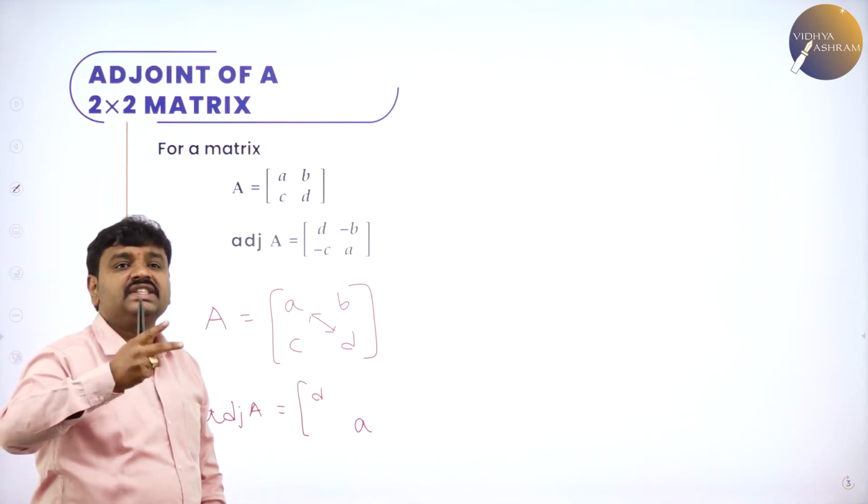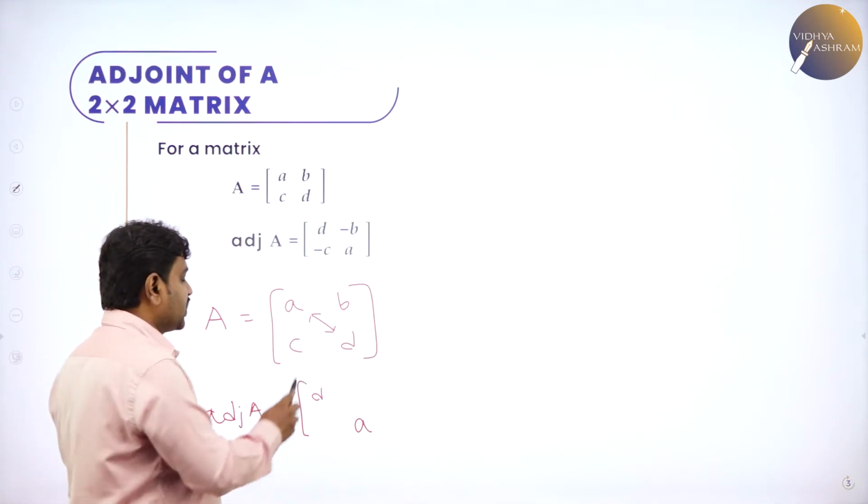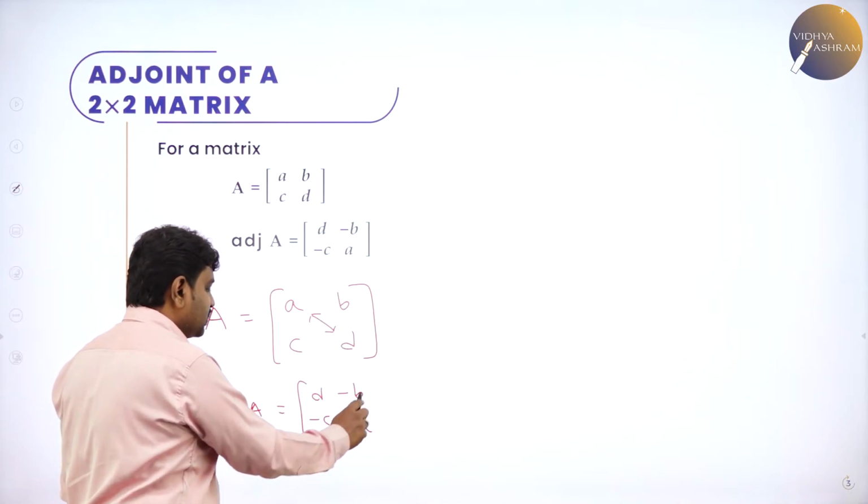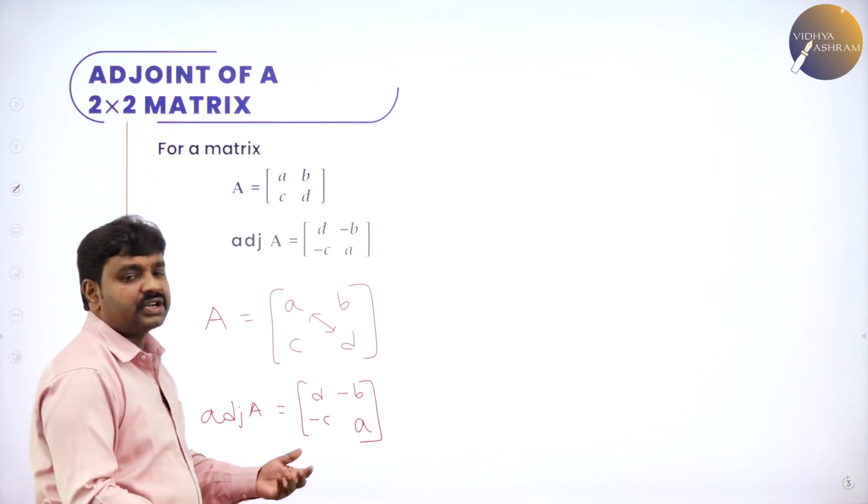First, the principal diagonal you interchange. Second, change the signs of the secondary diagonal. What is the secondary diagonal? B and C. Change the sign. It will be minus B, minus C. This is the adjoint. We got the adjoint.